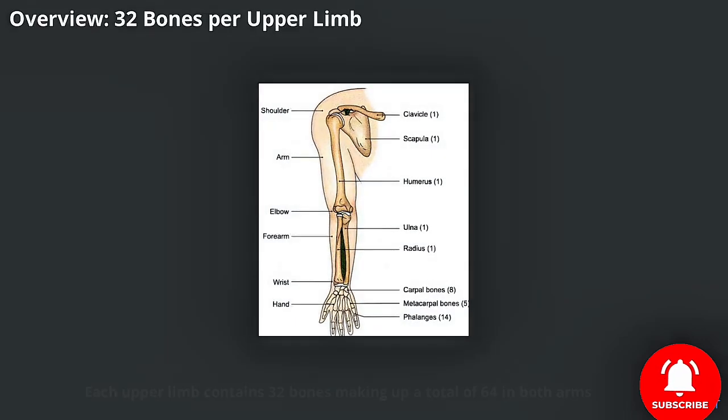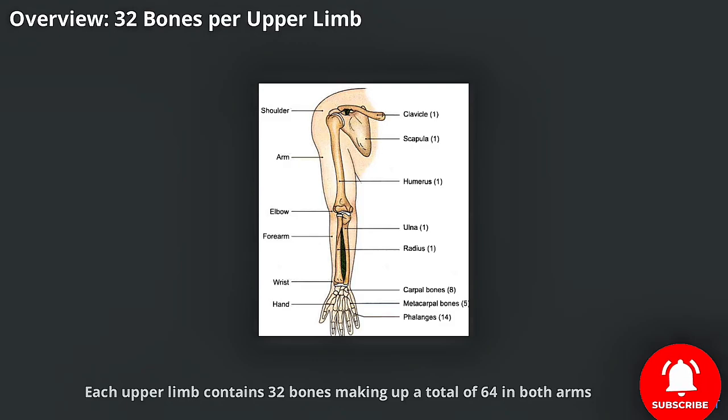Each upper limb contains 32 bones, making up a total of 64 in both arms. These bones are distributed among the shoulder girdle, arm, forearm, and hand. Understanding their arrangement is key to appreciating how the upper limb functions as a unit. The bones work together to provide strength, flexibility, and precision, enabling everything from lifting heavy objects to performing delicate tasks.